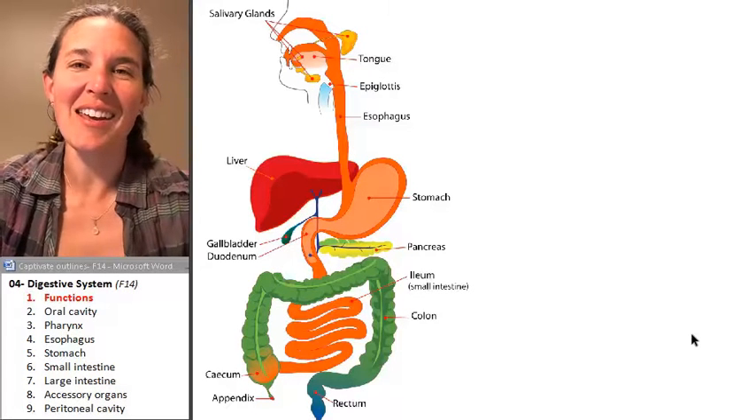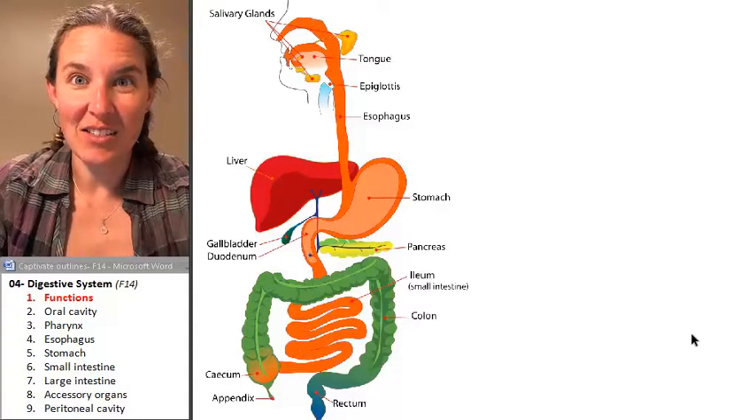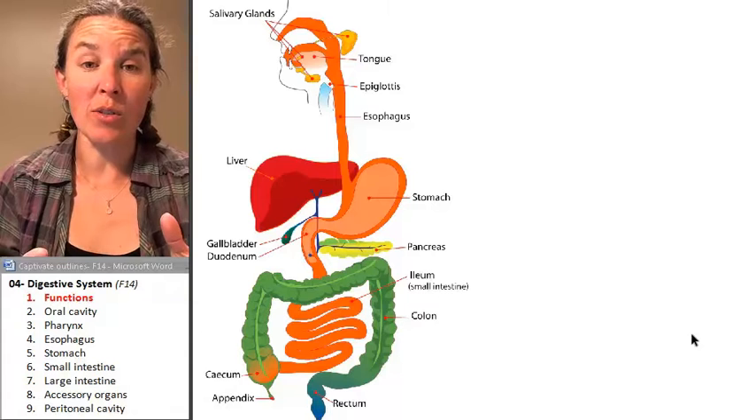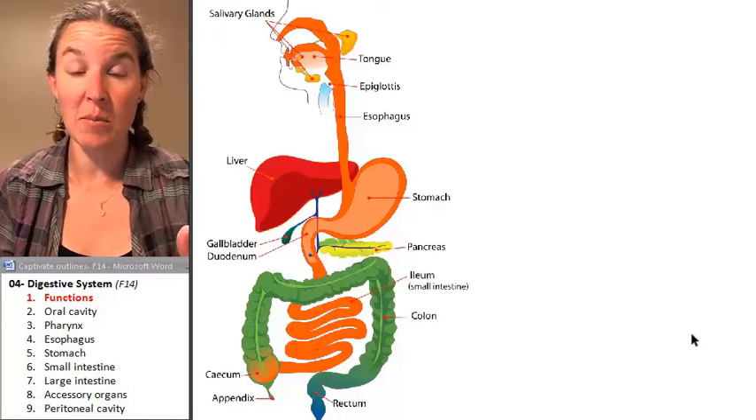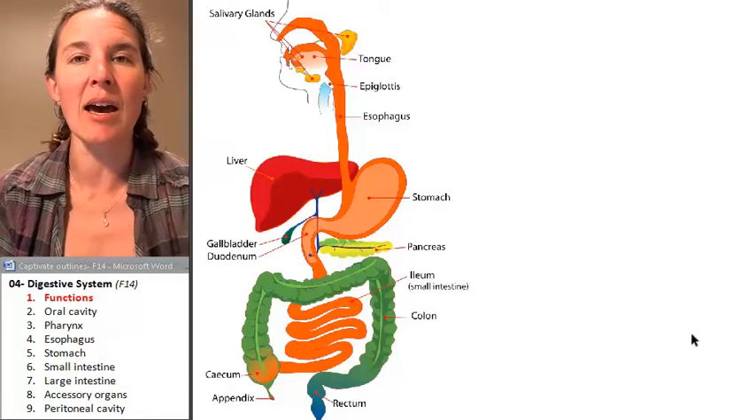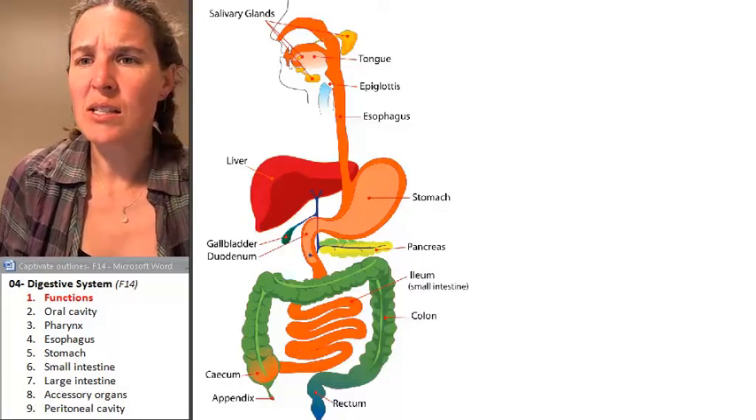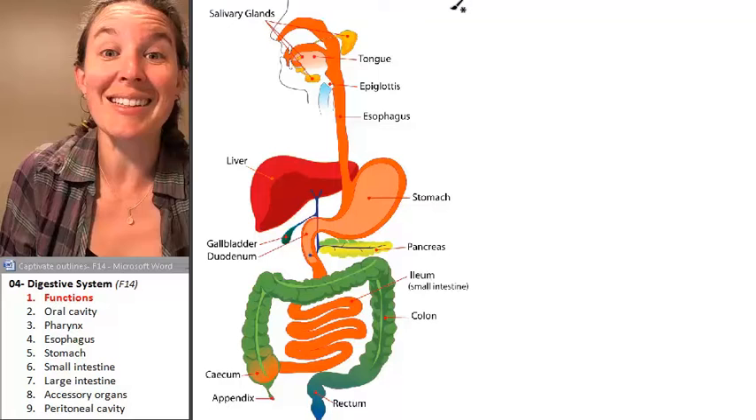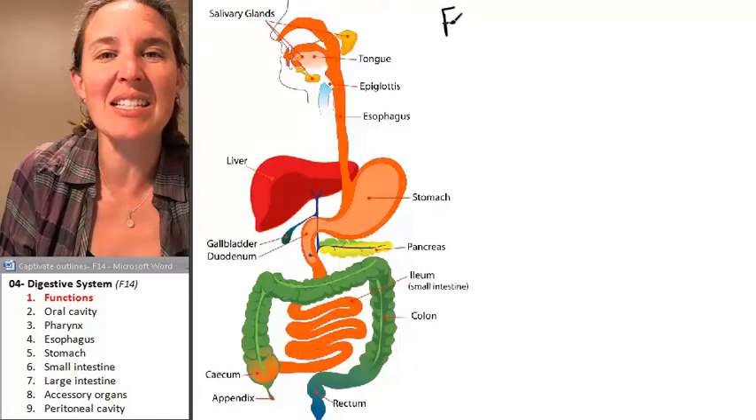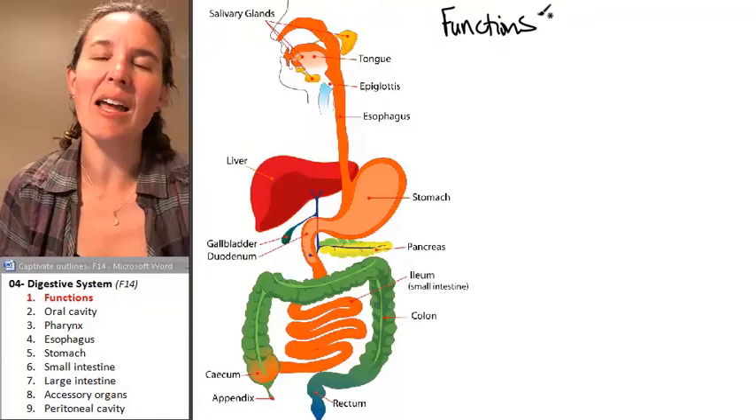Hello, everybody. Today we're going to talk about the digestive system, and we're going to start out with our study of the gross anatomy of the digestive system by looking at some of the functions of the digestive system. So let's get started making a list of functions. I have 6 primary functions, and I can't help it.